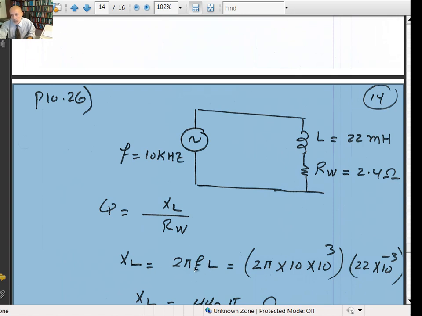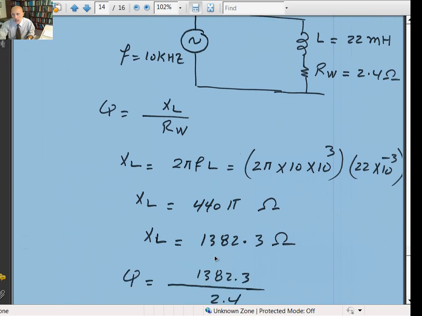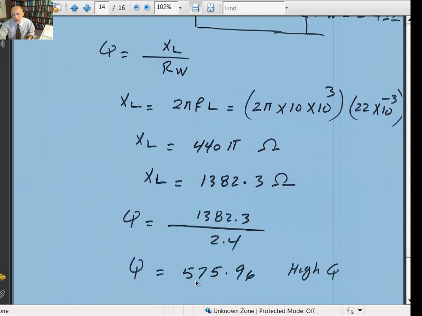So XL would be 2 pi f times L. The frequency is 10 kilohertz, which is 10 times 10 to the 3, and the inductance you must convert to henry, which is 22 times 10 to the minus 3 henry. If you calculate that, XL is 440 times pi, where pi is 3.1415. It gives you 1382.3 ohms. And that's a very high quality factor, because if you take XL divided by 2.4, it gives you 575.6, and it's definitely a high Q.